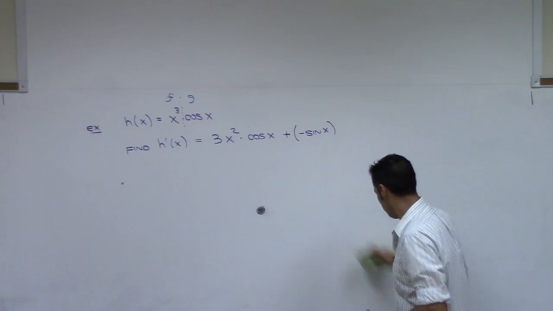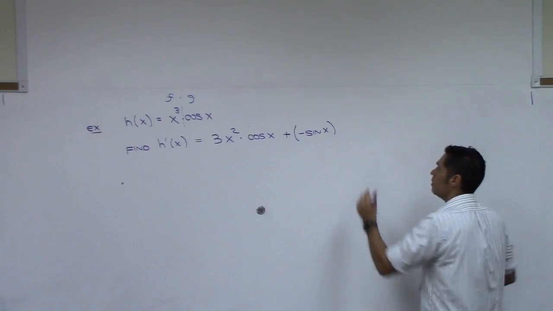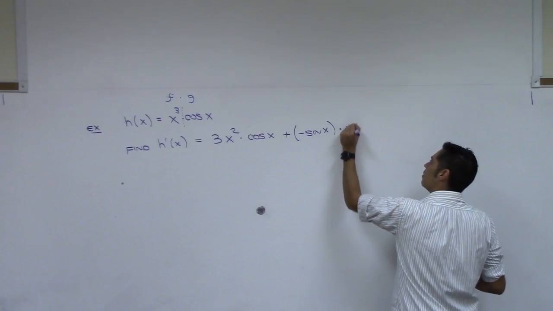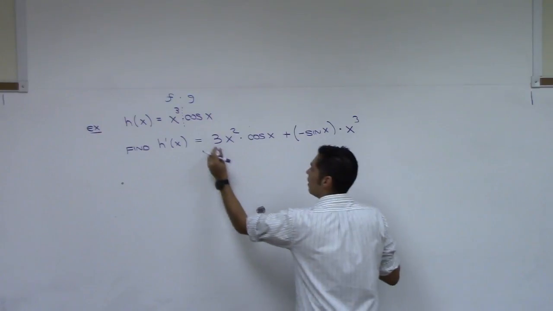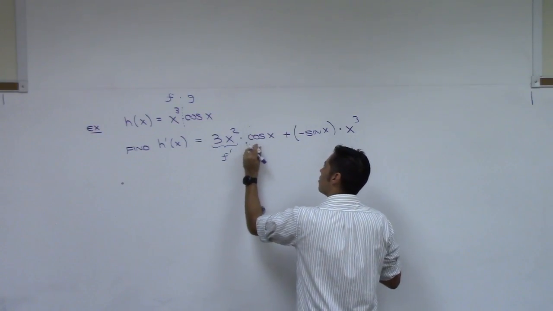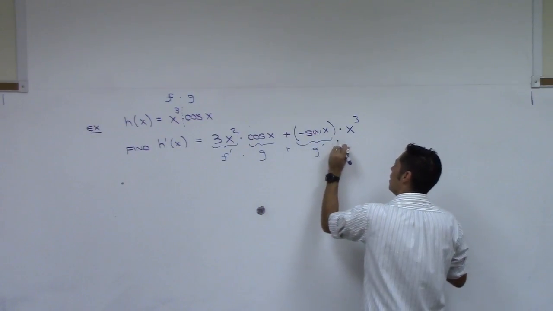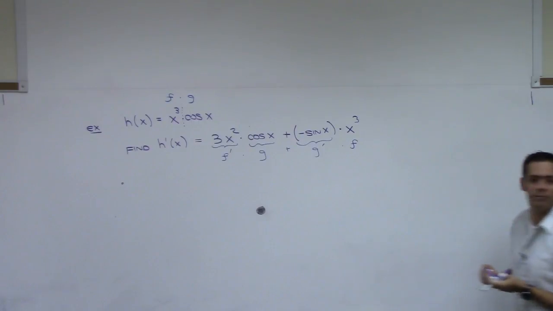That's g prime. And then what comes next? X cubed times x cubed. So just to reiterate, this right here is f prime times this right here is g, and plus this right here is g prime, and then times f, right?